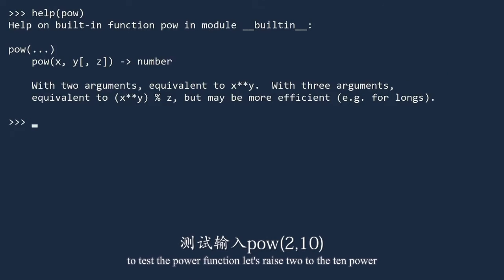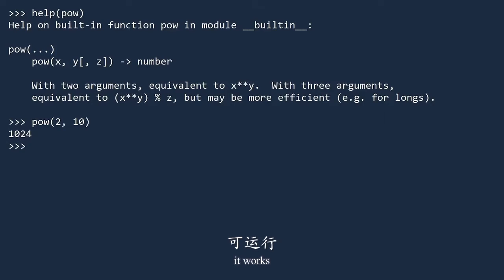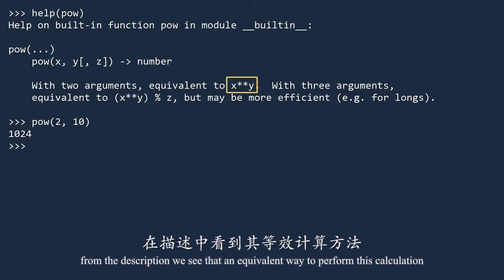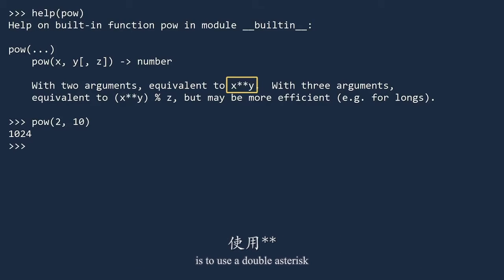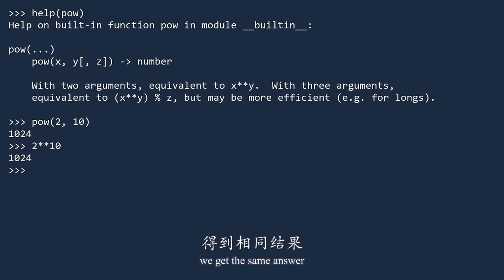To test the pow function, let's raise 2 to the 10th power. It works. From the description, we see that an equivalent way to perform this calculation is to use a double asterisk. We get the same answer.